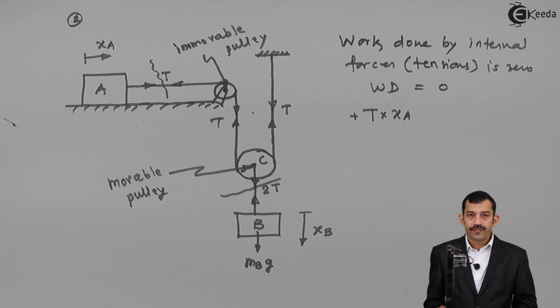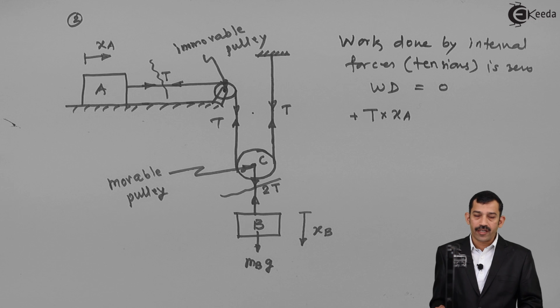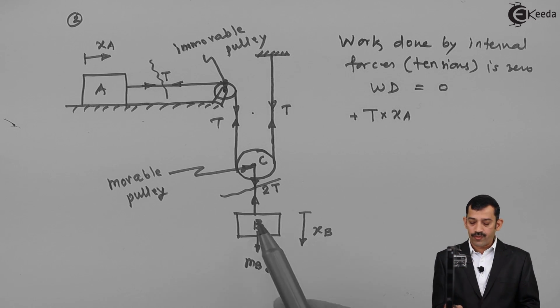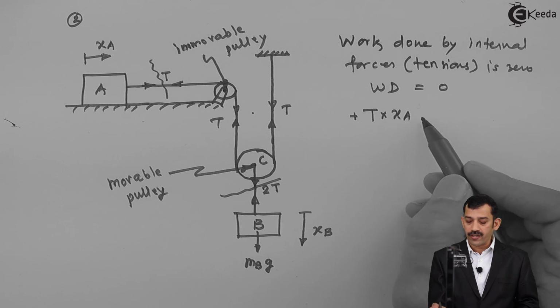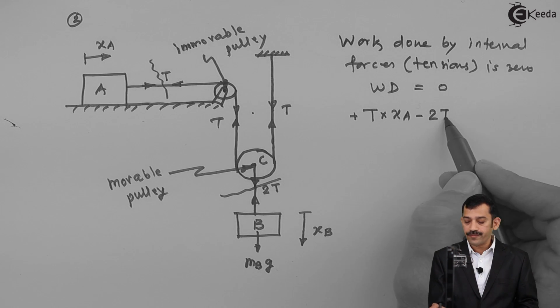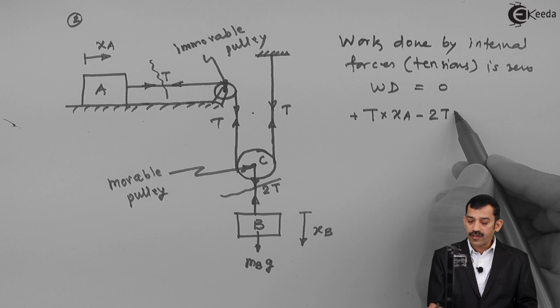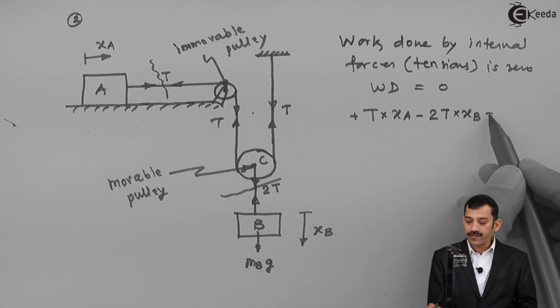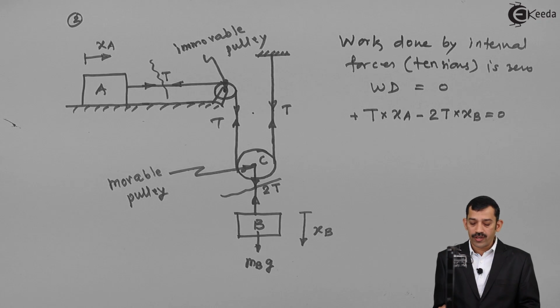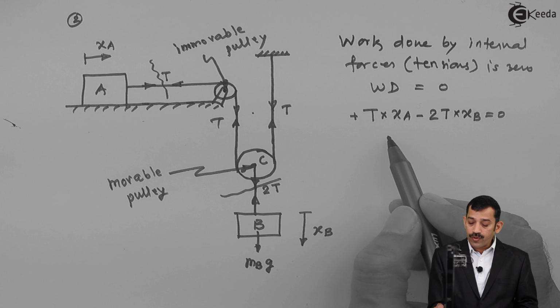For block B, displacement is in a downward direction, but tensions are acting in an upward direction. The direction of force and displacement are opposite. Work done by twice T is negative. Displacement is xb. That means equal to 0. There is no other internal force or work done by any other internal force. Now, therefore, what will we get here?